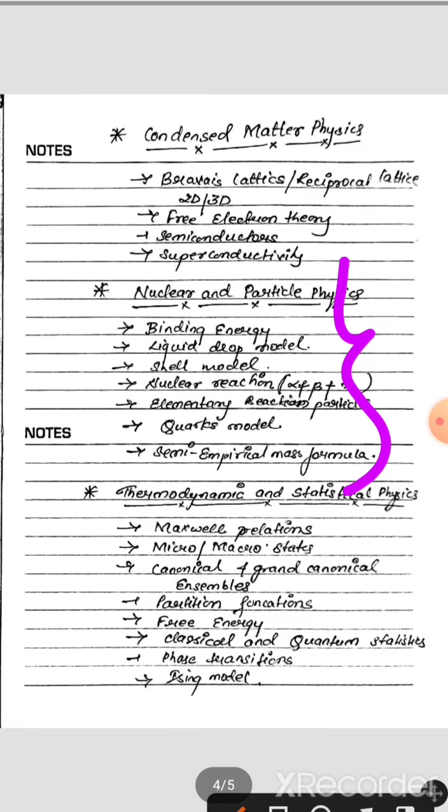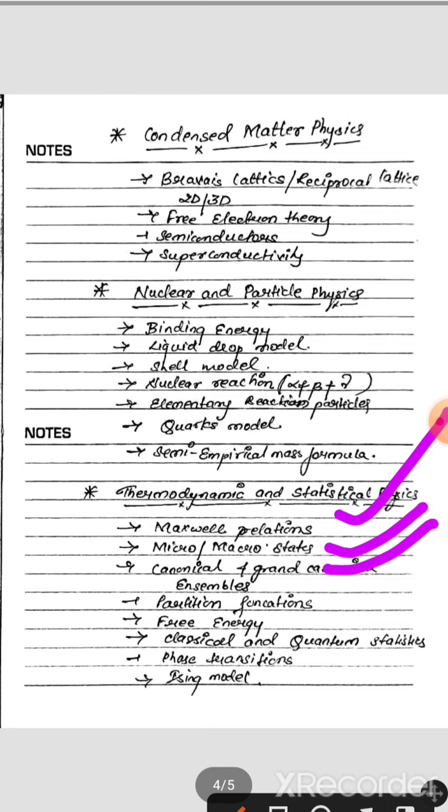Okay, now in thermodynamic and statistical physics, first thing, the thermodynamic laws are important, and the Maxwell relations for that, what are micro and macro states, these and all, and canonical and grand canonical ensembles, the partition function, how it is defined, and what is the formula for the partition function, and for the energy from the partition function and all. These are some of the basic formulas. These are the things you should go through.